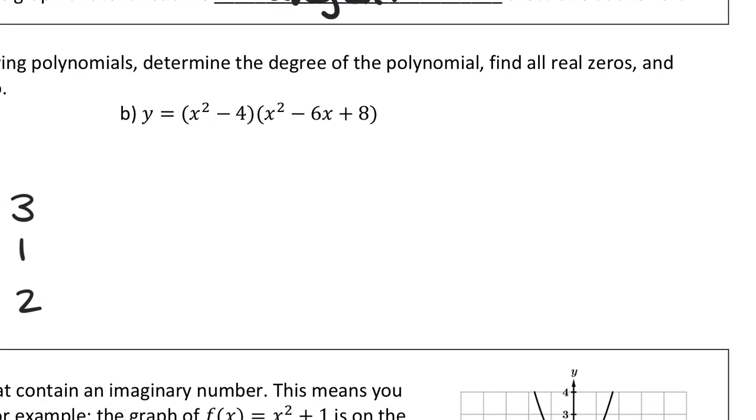Why is this one different than A? It's not factored, so we're going to have to factor it. But before we do, we can totally answer the degree of this polynomial. What's the degree?